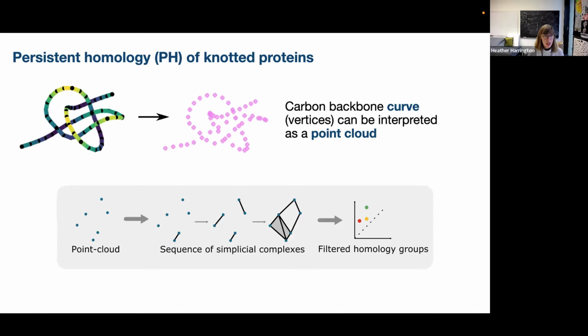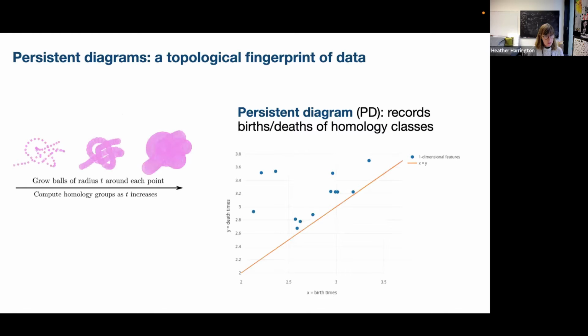And then we asked, well, can we compare different proteins?